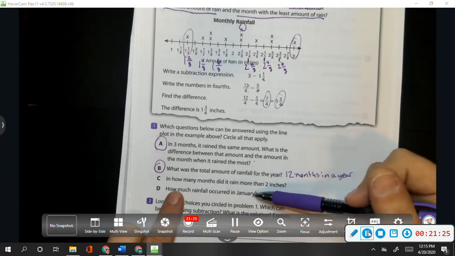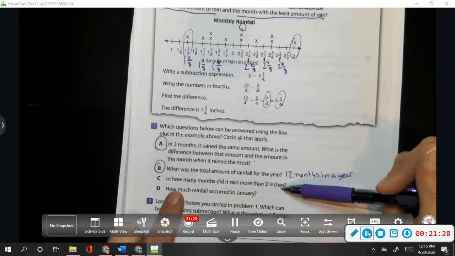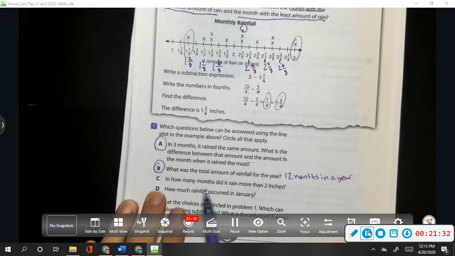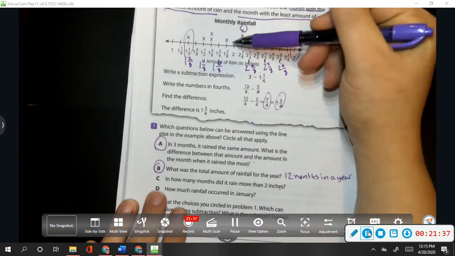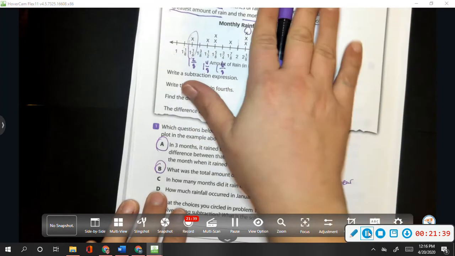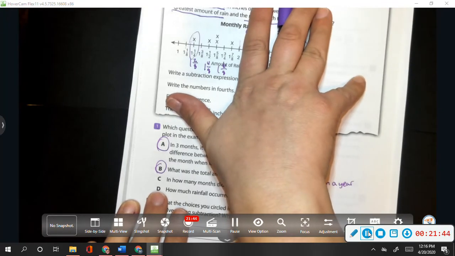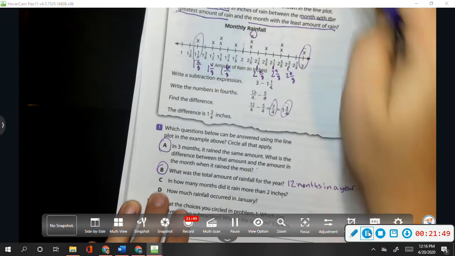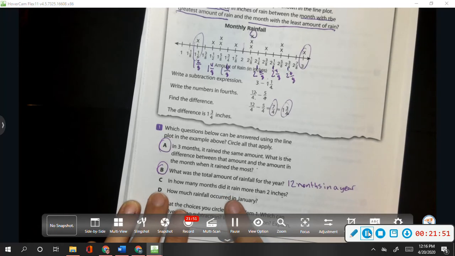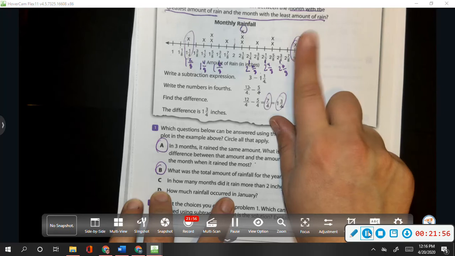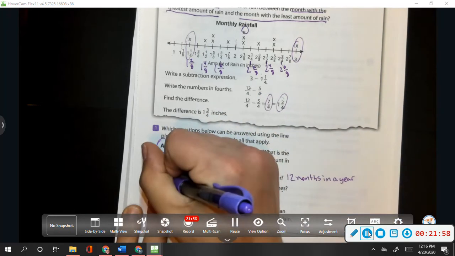C, in how many months did it rain more than 2 inches? So in order for us to be able to use our line plot to answer that question, I need months that it did rain more than 2 inches. So if our line plot cut off here, like if this part didn't exist, I wouldn't be able to answer that question because there were no months that rained more than 2 inches. But it's not. It's asking how many months did it rain more than 2 inches, and our line plot goes all the way to 3. So we could totally answer that question.